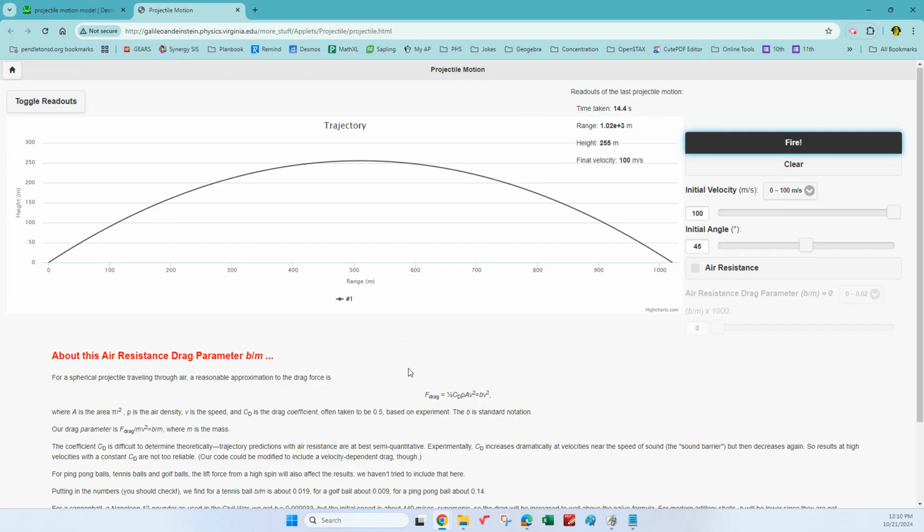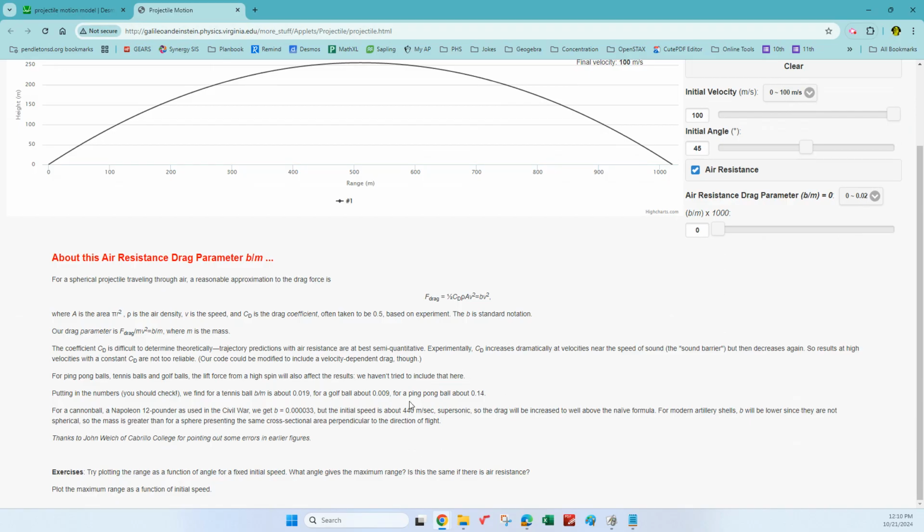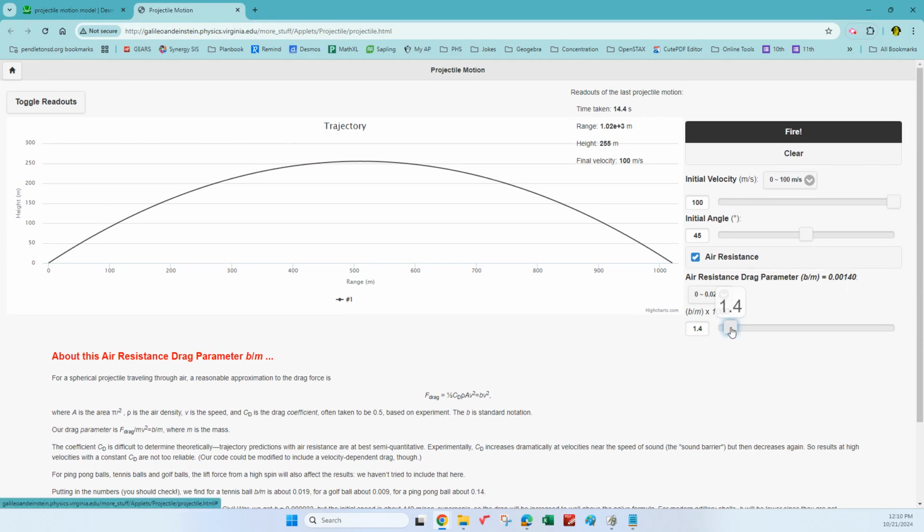Well, what do you think if we include air resistance that's going to look like? Let's take an example of a golf ball. A golf ball has a coefficient of drag of about 0.09. So let me drag this out to 0.09. What's our model's prediction of how far a golf ball would go in the air if we hit it with 100 meter per second initial velocity at a 45-degree angle? What do you think?